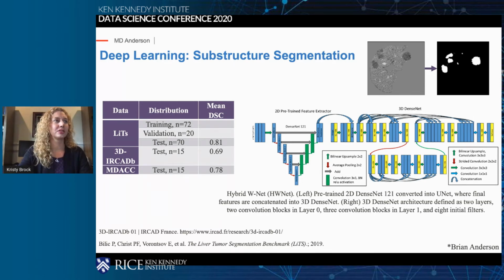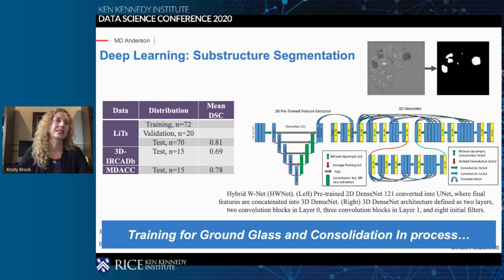So this is a summary of the liver segmentation work that we had done where we took publicly available data sets from challenges, trained this hybrid WNet where the left side represents a pre-trained 2D DenseNet, which is then concatenated into a 3D DenseNet architecture with several layers and convolutional blocks. So you can see the excellent performance in terms of dissimilarity coefficient as well as detections. I'm not going to go into all of those details in the interest of time, but our hope is that we can take this more complex algorithm and apply it to the ground glass and the consolidation areas. So this is still in training, so I don't have any results for that yet.